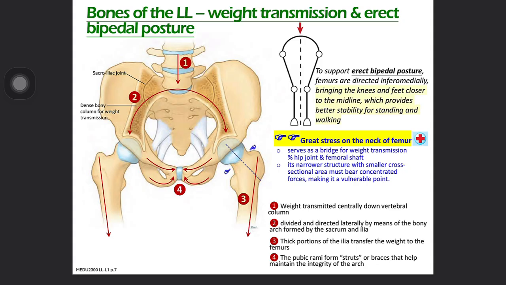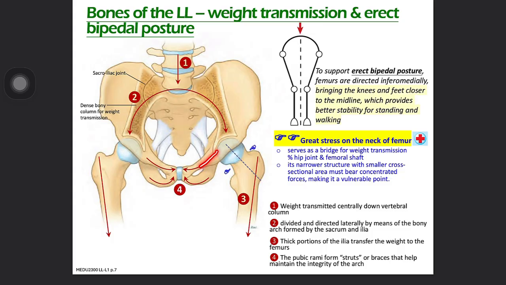So now look at the numbered steps to talk about the weight transmission process. Number one here, the weight is transmitted centrally down the vertebral column. And then when it goes to the joint between the L5 and the S1, the force is divided into two identically, right? By means of the bony arch formed by the sacrum and the ala here. And this is the thick part here, number 3. So the thick portion of the ala here will transmit the force to the femur.